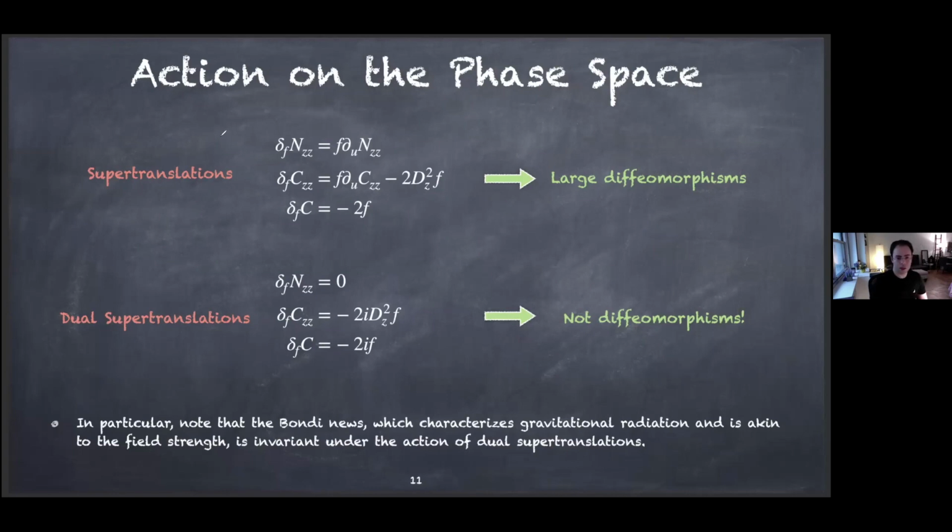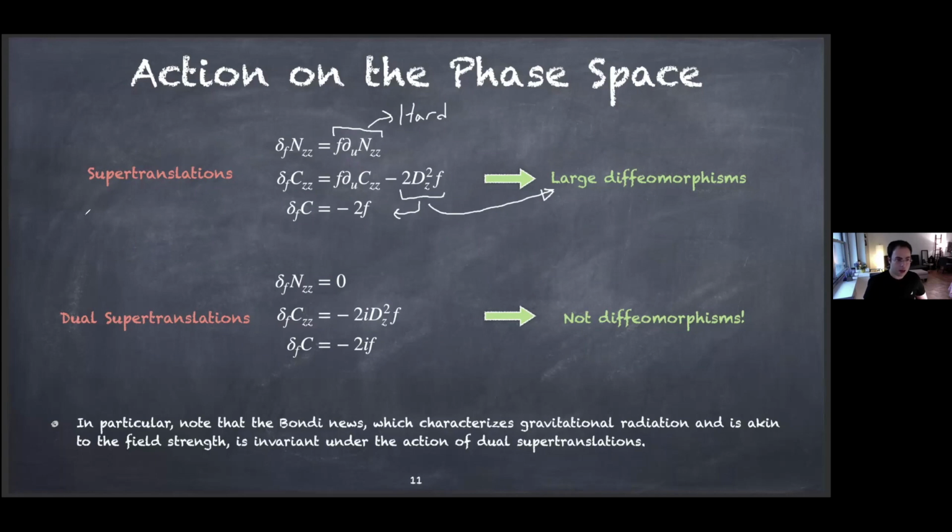The action on the Bondi news, the radiative data, and the boundary degree of freedom. These two terms that are proportional to the u derivatives are the hard parts of the charge. And in addition, we have a homogeneous term. This homogeneous term gives rise to the transformation law of the boundary degree of freedom. And this is precisely the contribution of the large, here. So these are called large diffeomorphisms.